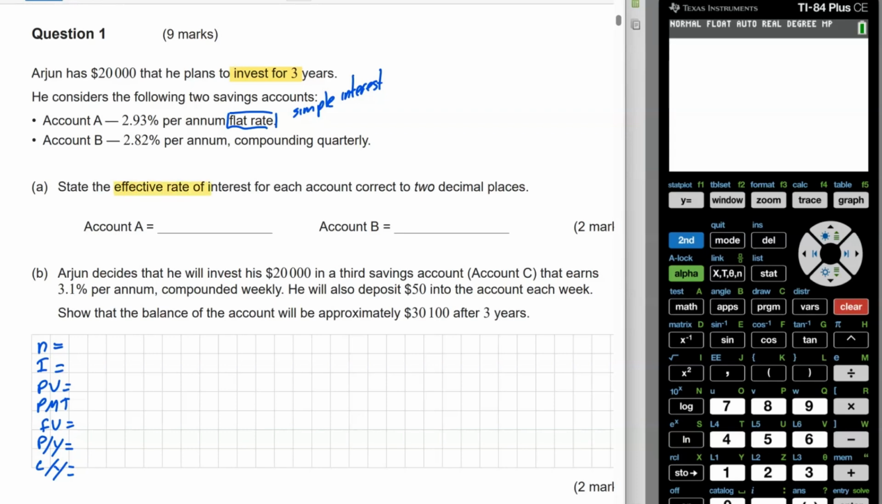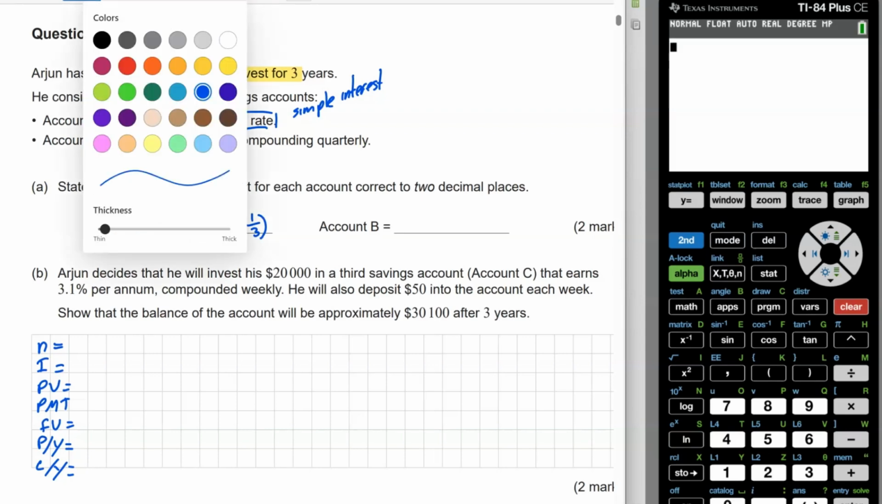One way we can do this is to find the effective rate of each of these. Now for a simple interest account, we are going to use the EFF command from our graphics calculator, but we have to be a little bit careful. It's 2.93, and then we need to put in 1 divided by 3, where 3 is going to be the number of years.